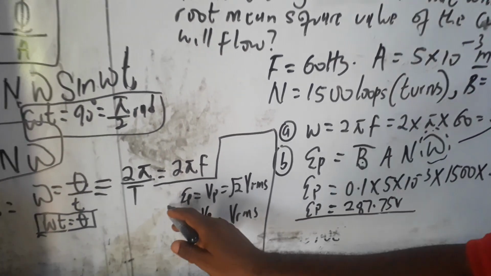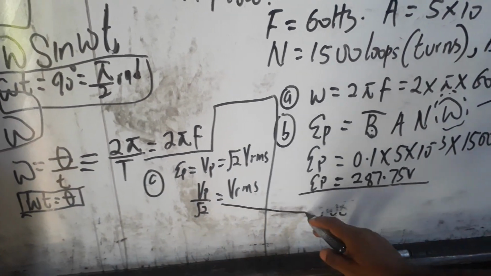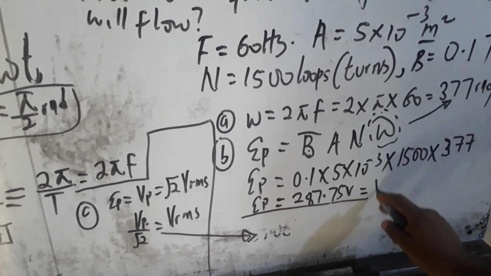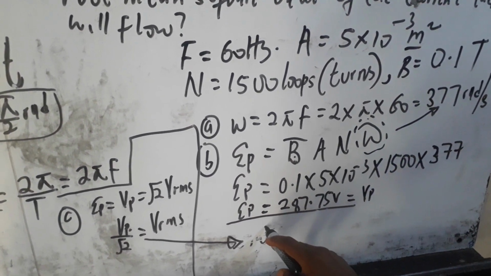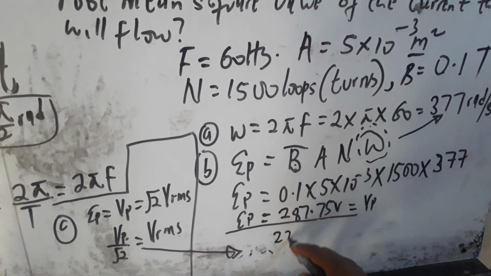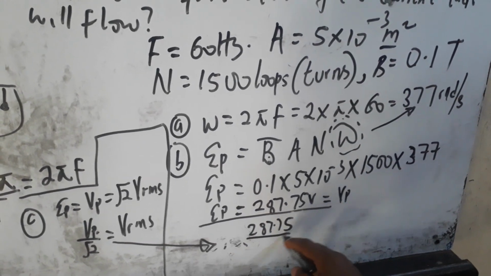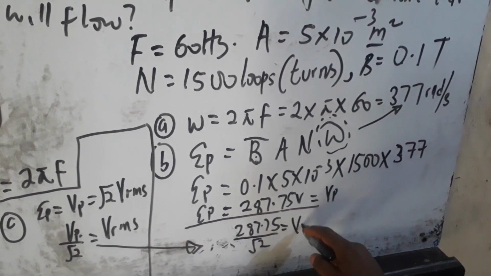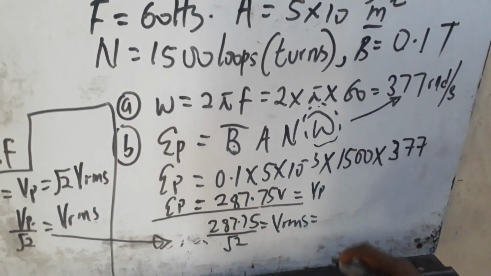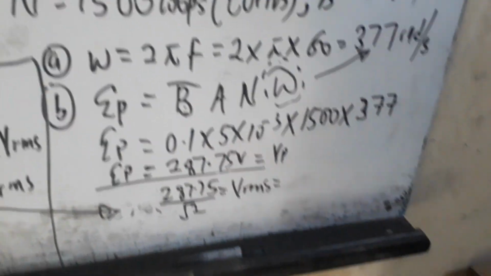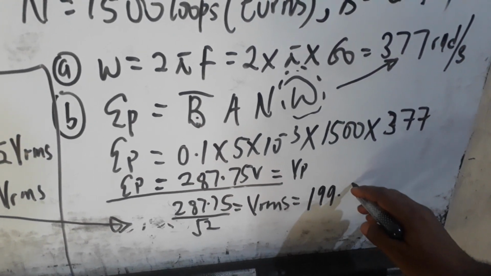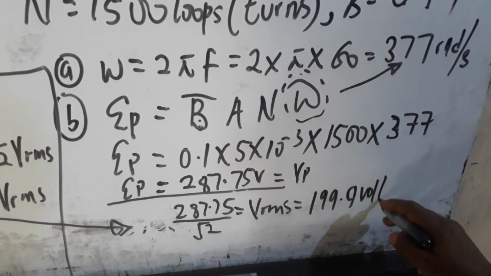So I'm bringing this one now. This is solution C. The value of our peak value that we got, which I can write as Vp, is 287.75 divided by root 2, which will give us the root mean square value of the voltage of that particular generator. And pressing our calculator, I'm getting 199.9 volts. So this is the root mean square value.